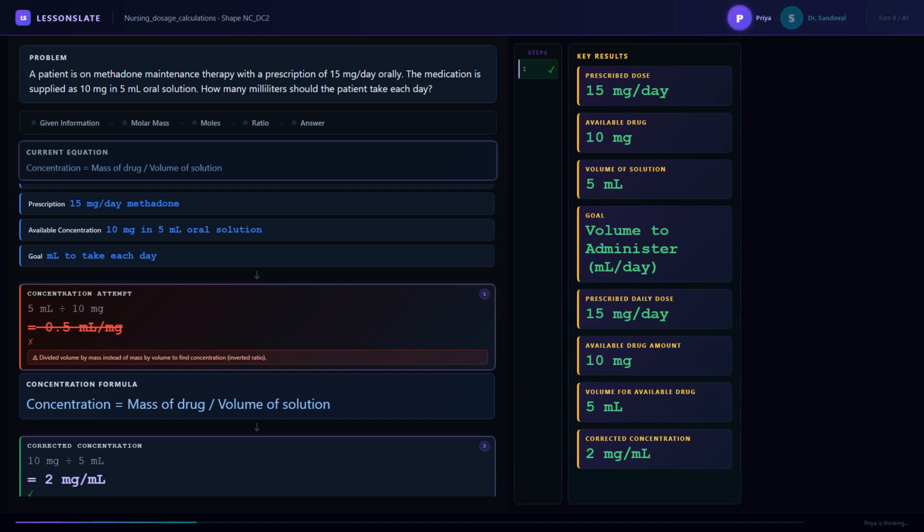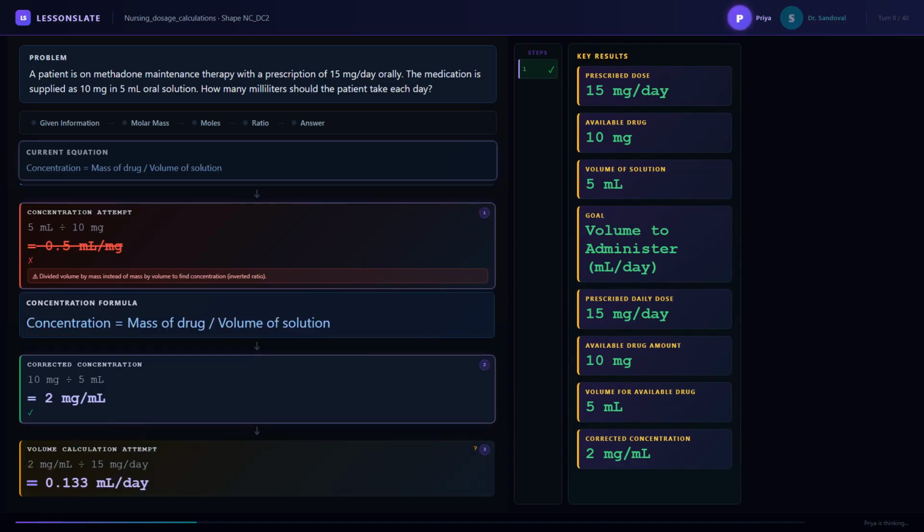Okay, so we have 15 milligrams per day prescribed, and the solution is 2 milligrams per milliliter. I think I need to divide the concentration by the desired dose to find the milliliters. So, 2 milligrams per milliliter divided by 15 milligrams per day. That would be about 0.133 milliliters per day, right?